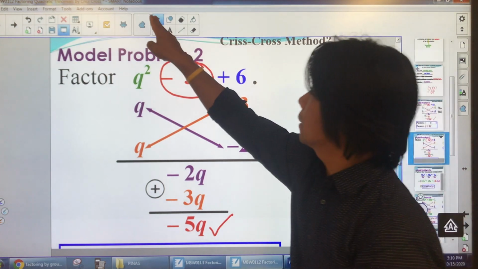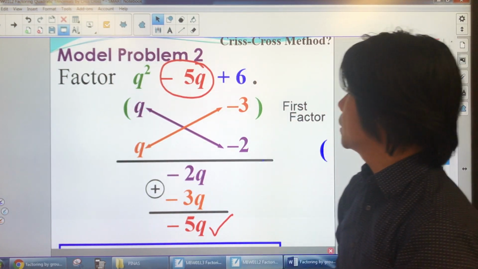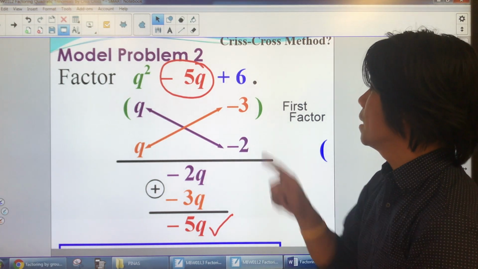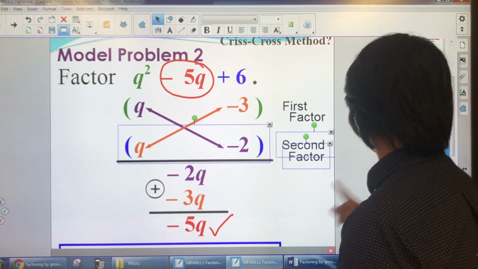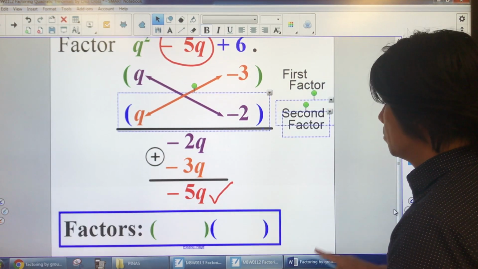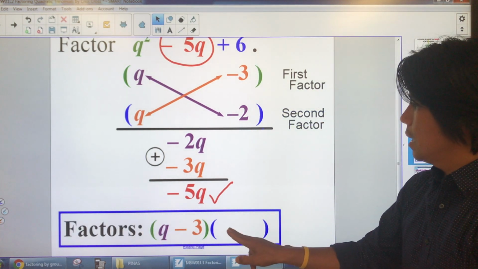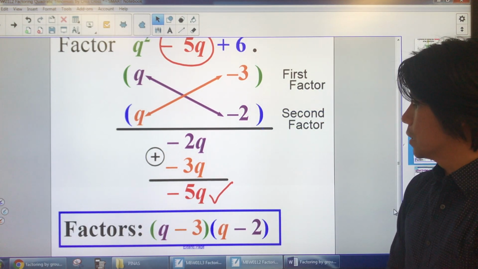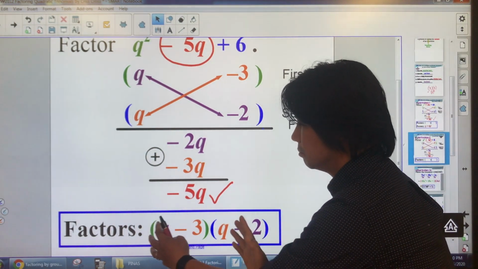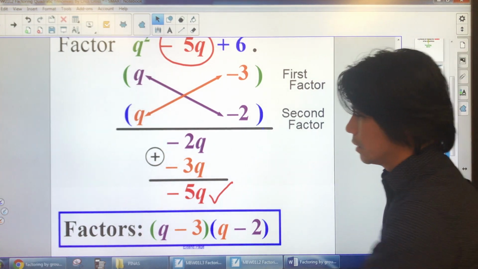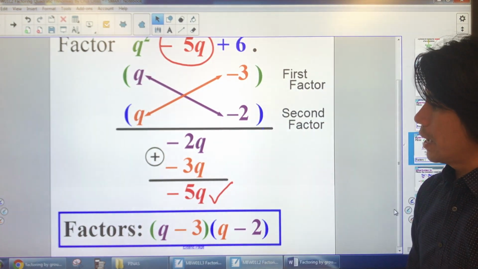So the first factor is q minus 3, and the second factor is q minus 2. How do you write them? Inside the parentheses, q minus 3 times q minus 2. Can we combine them? Nope. They are two different binomials. So you leave your answer like that.